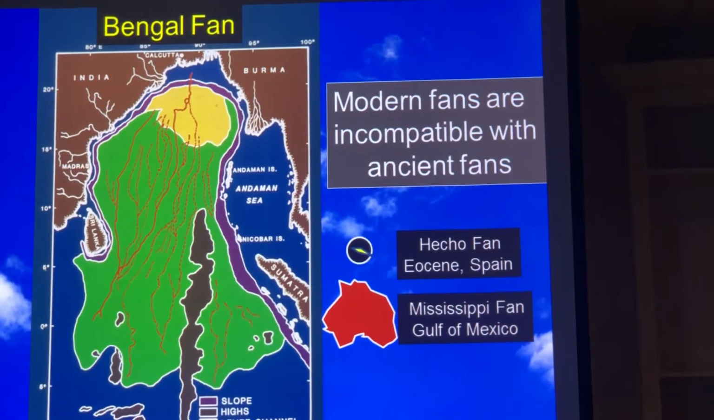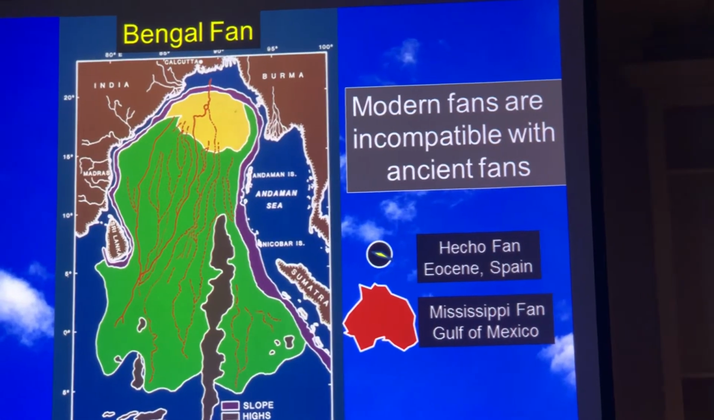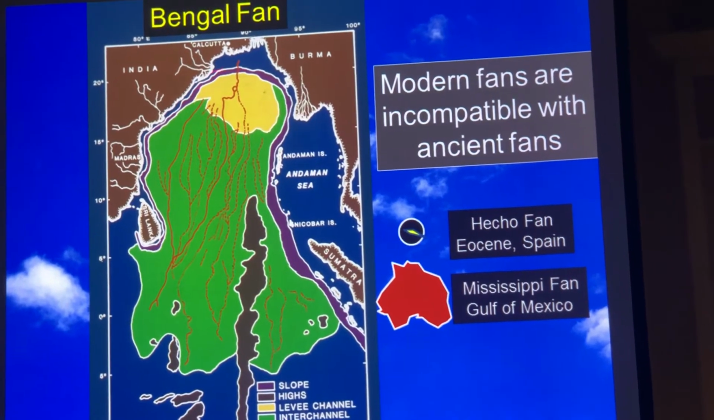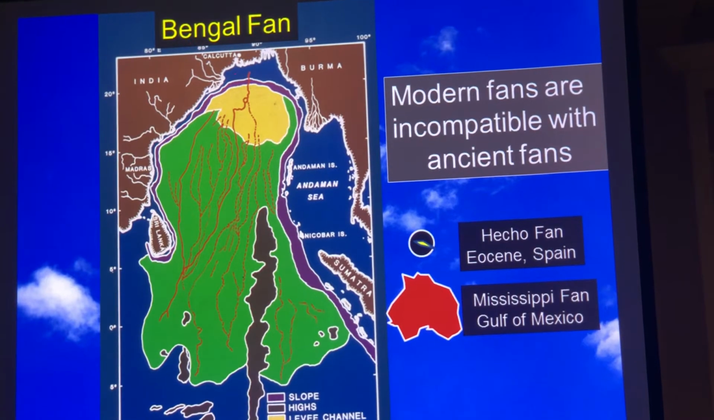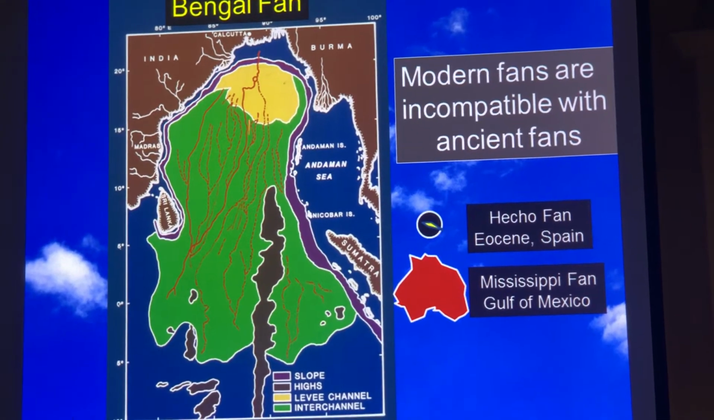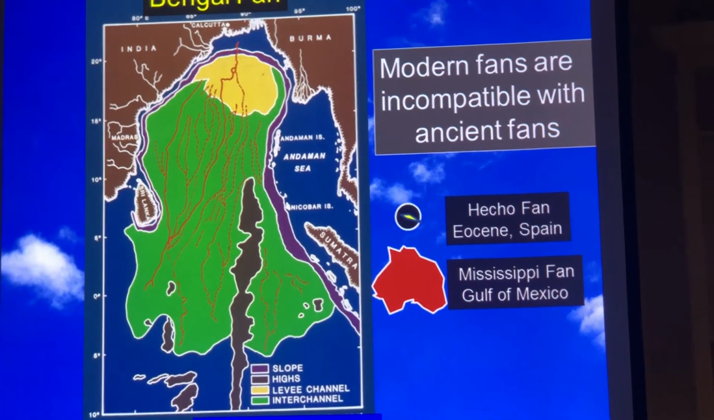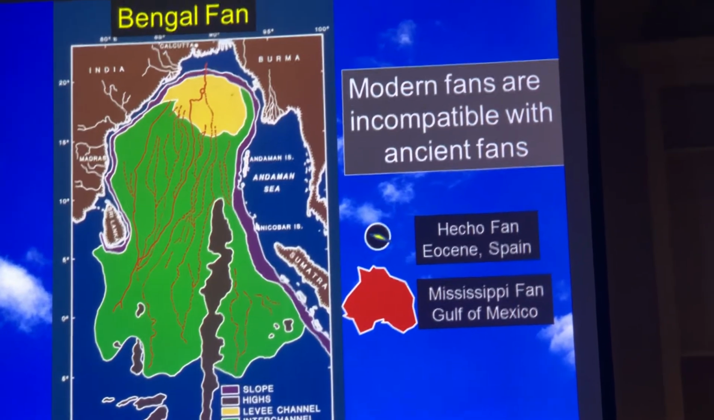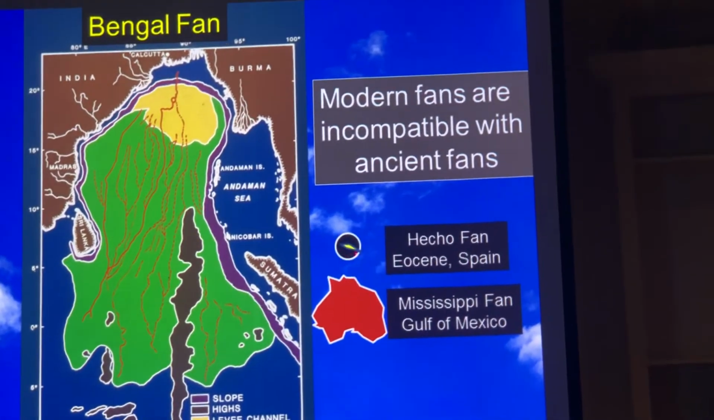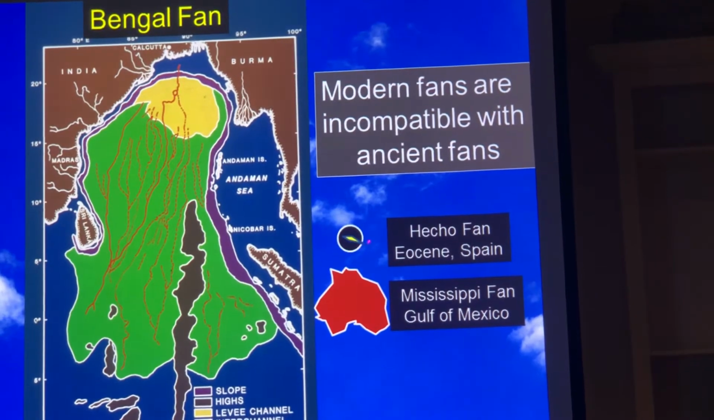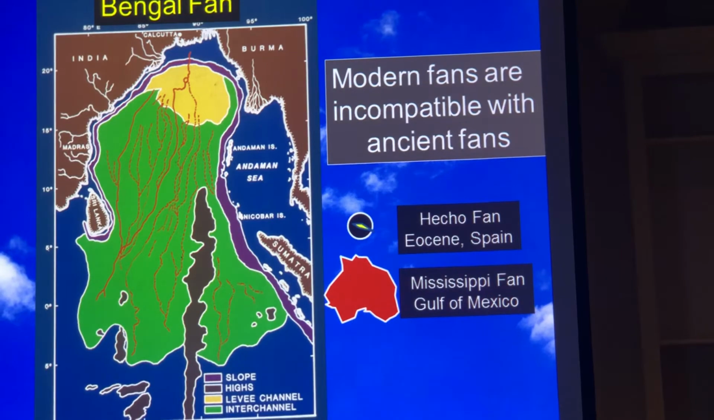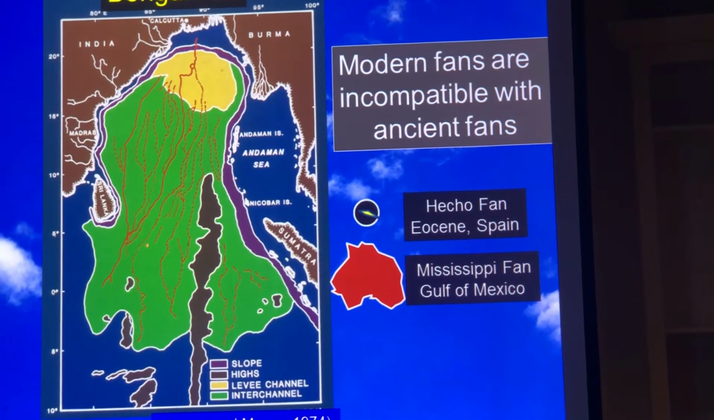One of the important contributions of that book is to compare modern fans with ancient fans. For example, the world's largest fan, called the Bengal Fan, goes from here to here. And Mutti studied the Hecho fan in Spain. When you plot the same fan to the same scale, that's the size of the fan. So if you take that and plot it here, Mutti's ancient fan is a little dot.